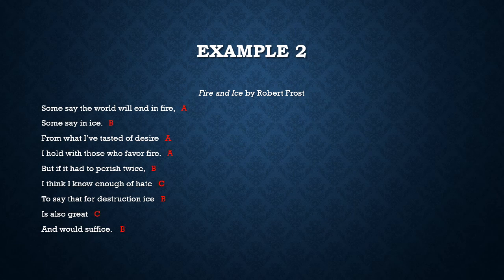Alright, so this is the rhyme scheme. Hopefully you were able to figure it out. We have first word fire, A, then ice, B, desire, A, fire, A, and all those are the same rhyme. Twice rhymes with ice, that's B. Hate is a new one, C. Ice, B. Great, C, rhymes with hate. Then we have suffice, which is B again.